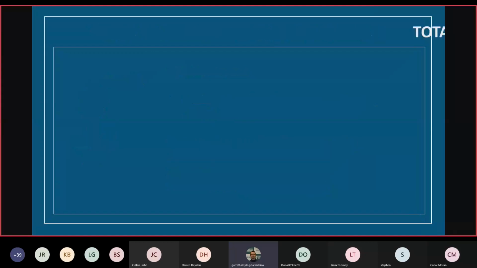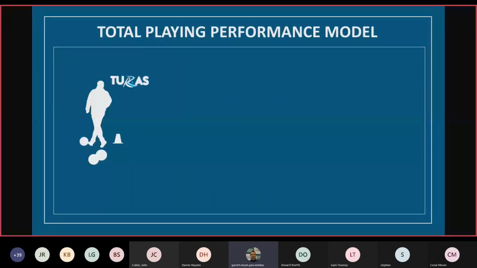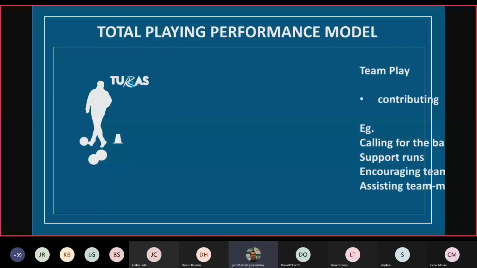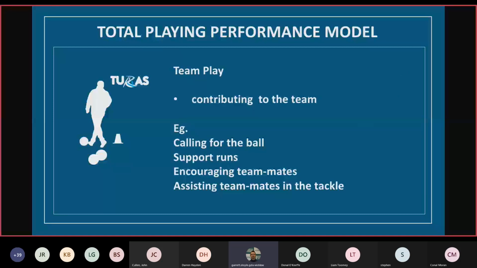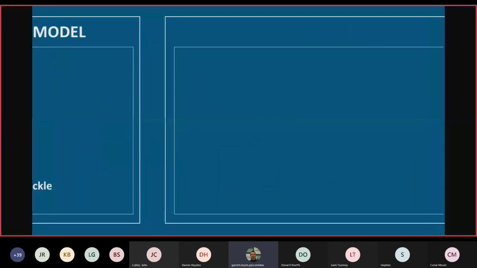Similarly, we can coach them to work or play as part of a team. Can they act and contribute to the team? Again, I don't think it's out of bounds to encourage and coach them to call for the ball, to provide support runs when someone has the ball, to encourage teammates when they've made a mistake under pressure, giving away the ball, things like that. Can they assist teammates in the tackle? So it's all acting as a team, playing as a team.